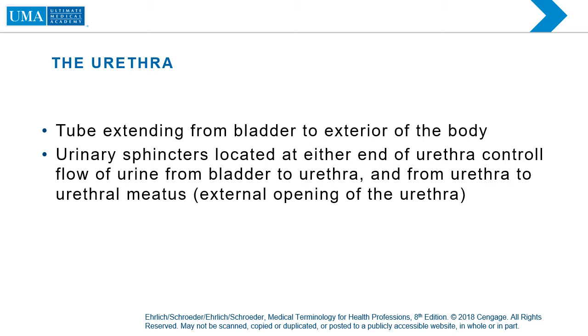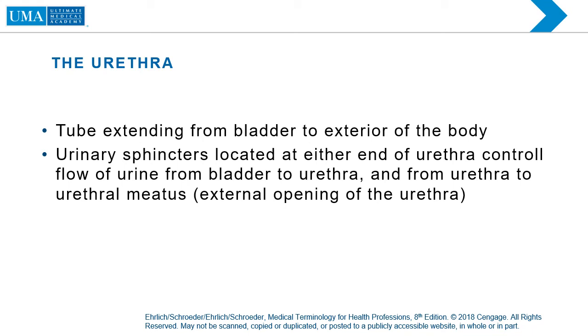Now, dealing with the urethra, we have two urinary sphincters, one located at either end of the urethra. These muscular rings, which are the sphincters, control the flow of urine from the bladder into the urethra and then out of the urethra through the urethral meatus. Remember, sphincter is just a ring-like muscle that closes a passageway. Then we have the urethral meatus. This is also known as the urinary meatus, and this is the external opening of the urethra. The term meatus means external opening of a canal.